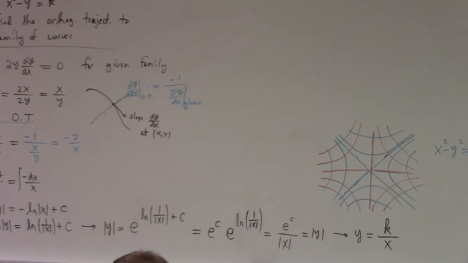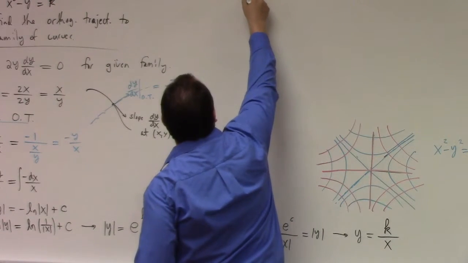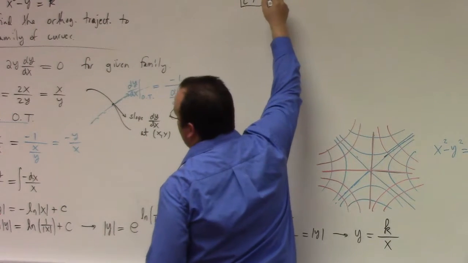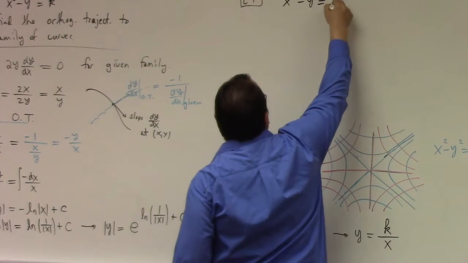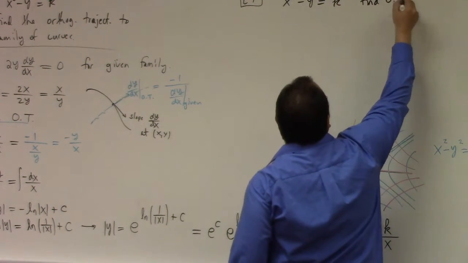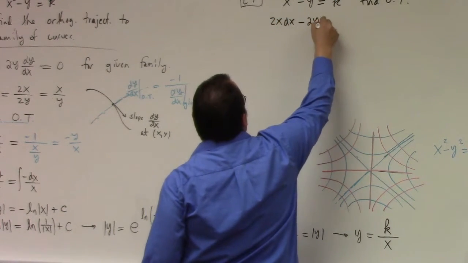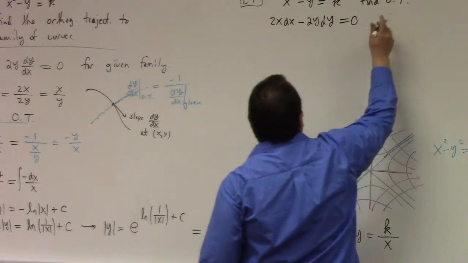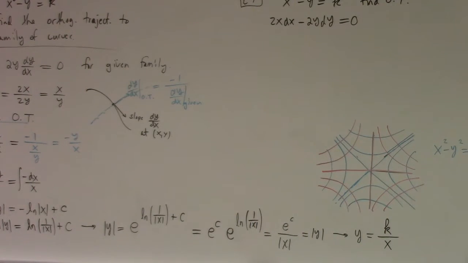Can you guys tell me how would this be different if we used the differential notation? So here I'll do example 7, same example, but in my other way of thinking. x squared minus y squared equals k. Find the orthogonal trajectories. So the other way of doing this would be 2x dx minus 2y dy equals 0. That's the differential equation which that family of curves solves, right?